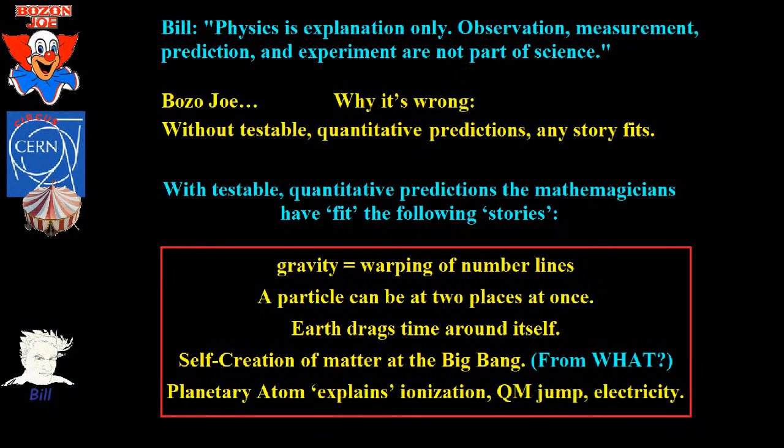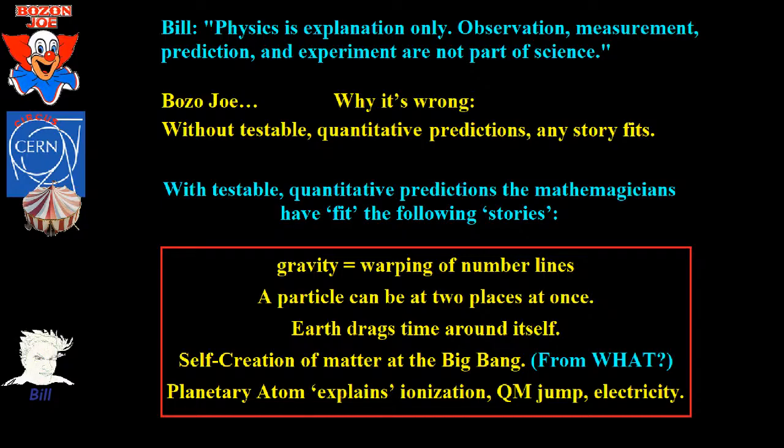Okay, so he criticizes my point of view. He says, Bill says physics is explanation only. Absolutely. Observation, measurement, prediction, and experiment are not a part of science. Absolutely. Experiments are used only to persuade people and give them an idea that you know what you're doing, that you know how to explain. It turns out there are no explanations in all of mathematical physics. And he says, why is it wrong? Without testable quantitative predictions, any story fits.